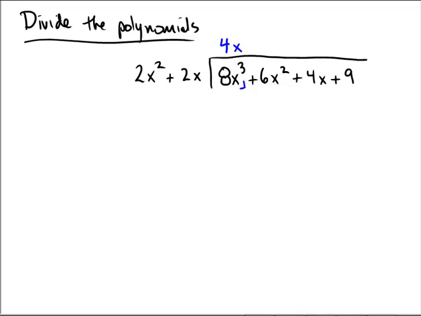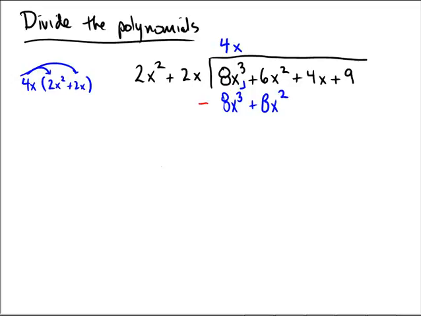Now when I come down to see what's below, I'm going to have to do 4x multiplied by 2x squared plus 2x. And that, of course, is a distributive property. So 4x times 2x squared is 8x cubed, which is precisely what we wanted. And 4x times 2x is going to be an 8x squared. So that's what we get down in this spot.